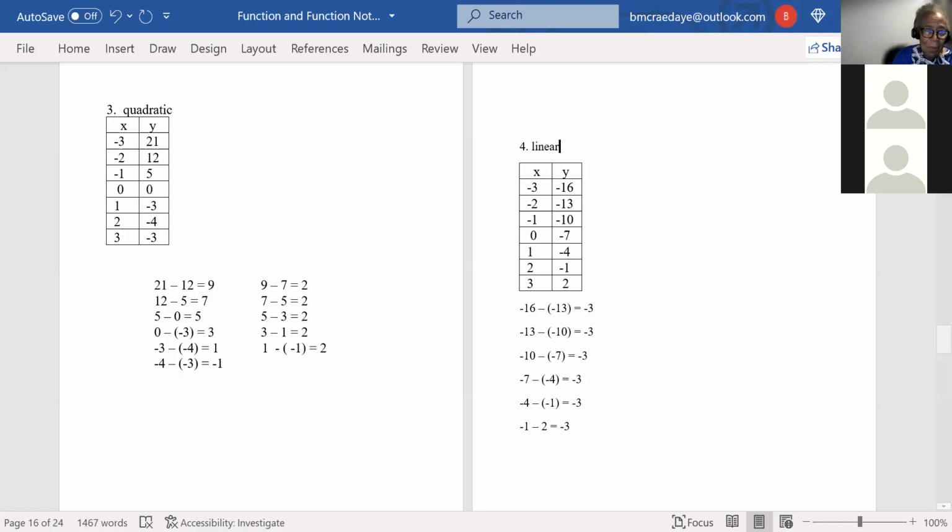All right. So that's the way you can determine the function from a table. You don't use the X values, you just take the difference in the Y values. They're all the same.